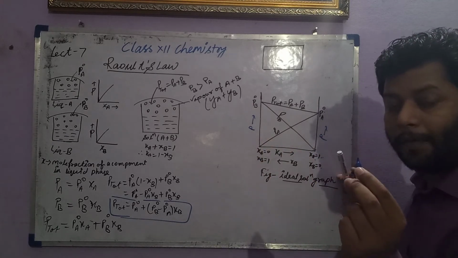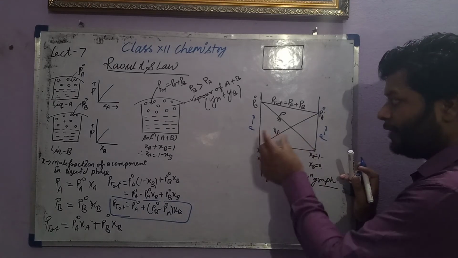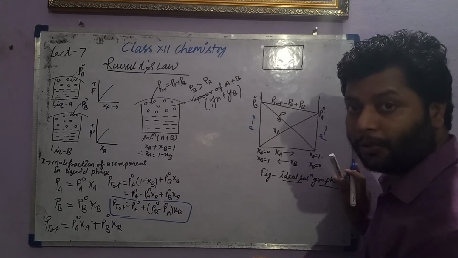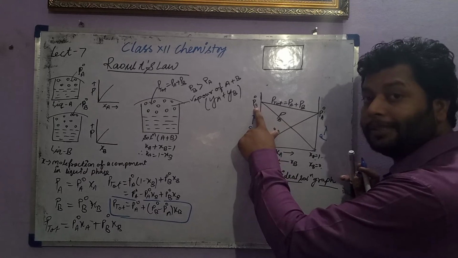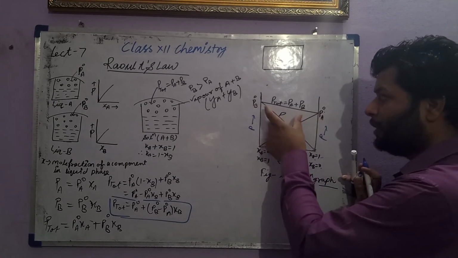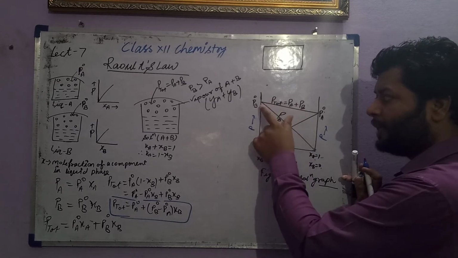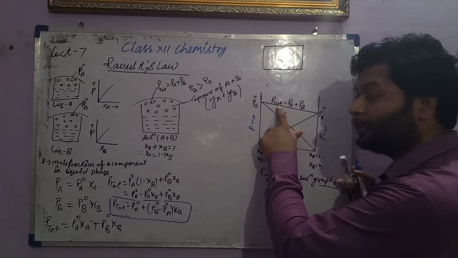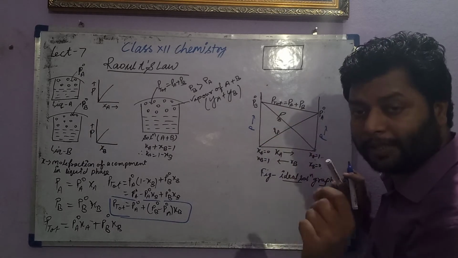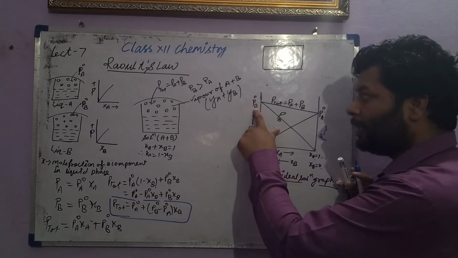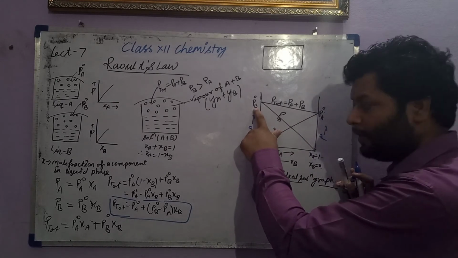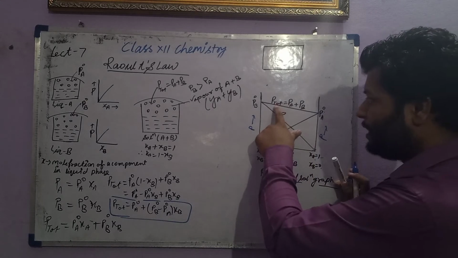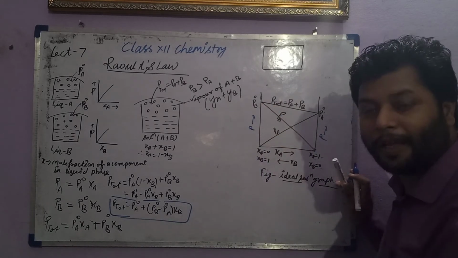The graph of the solution will be in between. So that's why the P total, that is the total pressure of the solution, will be smaller than P naught B and greater than P naught A. This slope, which joins the P naught B and P naught A intercepts, explains the total pressure of the solution. So the total pressure of the solution is always lower than that of the component which is highly volatile and greater than that of the component which has low volatility. The P total is always in between P naught B and P naught A.